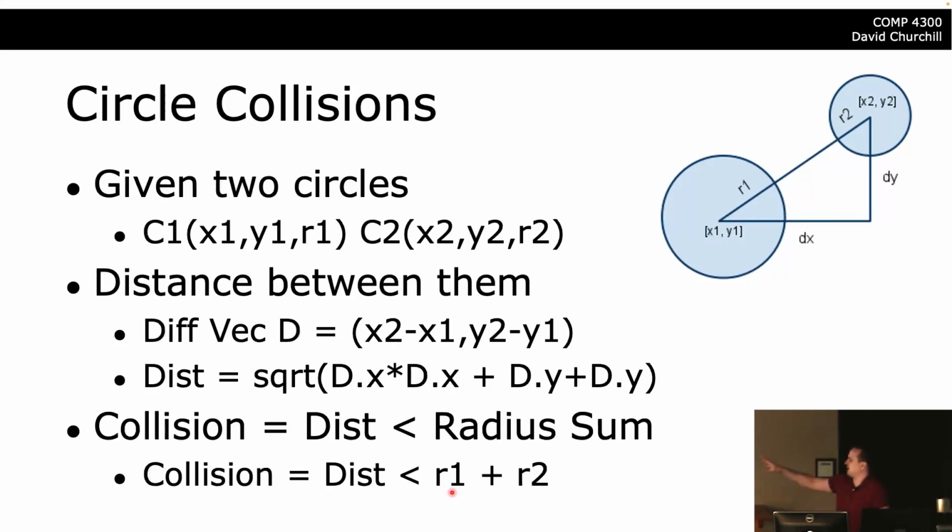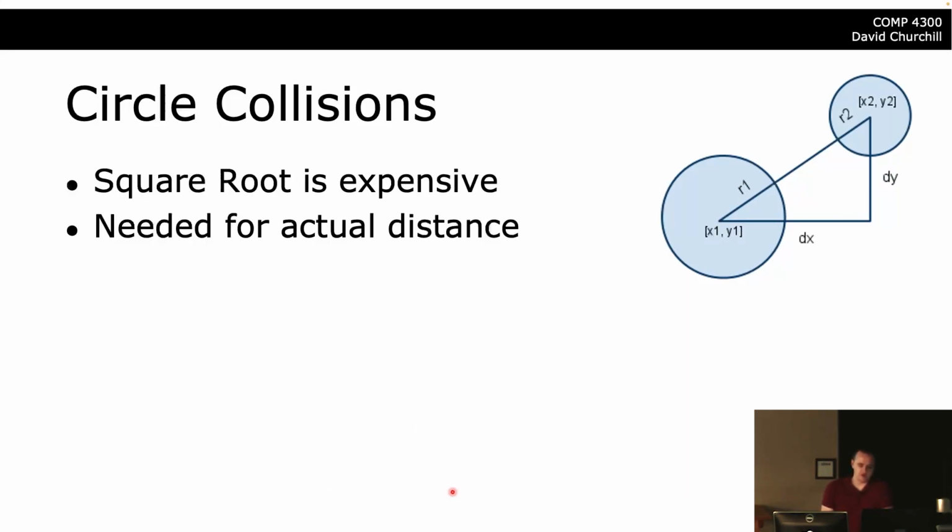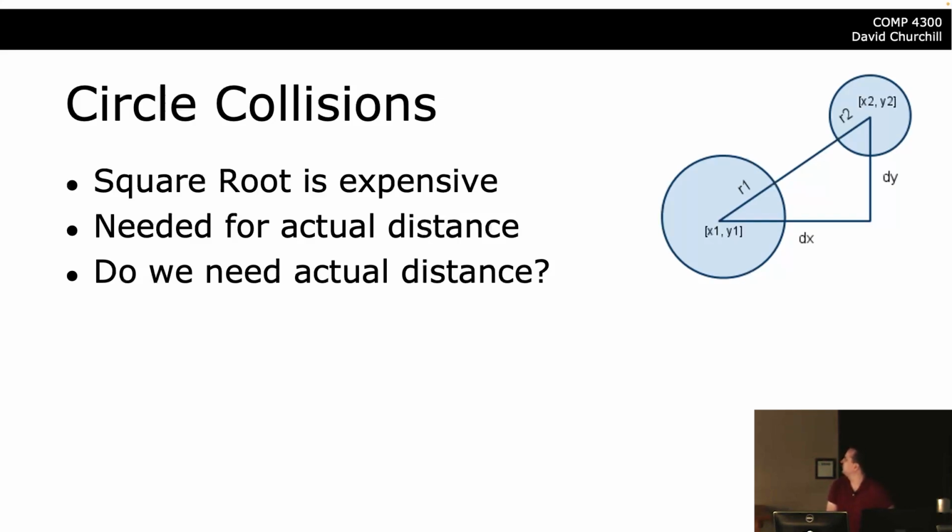But what I was getting at here was that even though this is correct, we want it to be faster. Why do we want it to be faster? Because square roots are slow. They've gotten a bit faster on modern hardware, but can we do this without the square root? And the answer is yes. Square root is expensive. That's needed if we want the actual distance, right? So if we want to know that from me to you is exactly 3 meters, that's when we need square root. But do we need actual distance here?